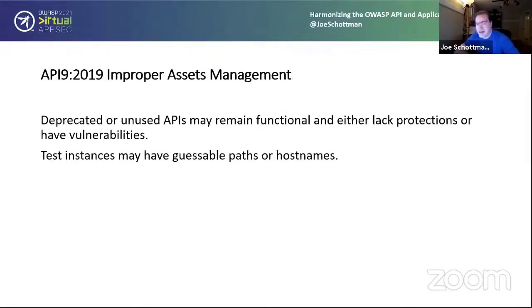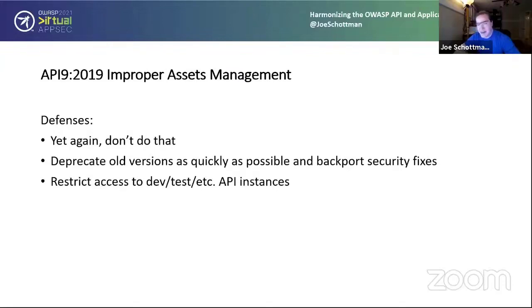Improper asset management. This is when you might have older versions of an API or test APIs that remain functional, and they either lack the protections that the production API does or have vulnerabilities. You may have things like test instances that may have guessable paths or host names. As ever, don't do that. If you have an older version of an API, it's a pain working with customers who may be used to it, but you have to say, okay, you have to upgrade your mobile device and start using the newer version of the app because it relies on the newer API, so we can get rid of the old ones. If you must keep the old APIs online, make sure that you backport any security fixes to them, and make sure that anything that's a dev or test API instance, etc., is locked down properly.